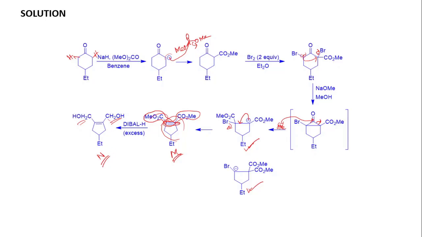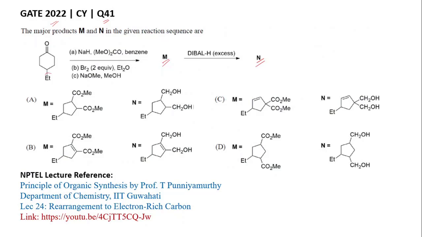Now let's move to the question slide and see the options. So as we saw, M is a cyclopentene derivative in which both ester groups are present on both the alkene carbon atoms. So this is the correct structure of M, and as you see, no other option contains this structure, so you can just eliminate all those options, and definitely this is the correct structure of N. So option B is the right option.